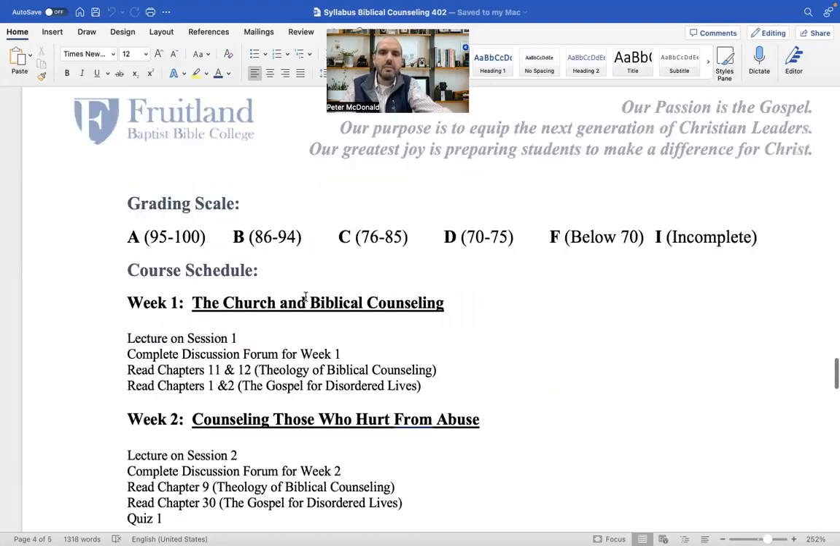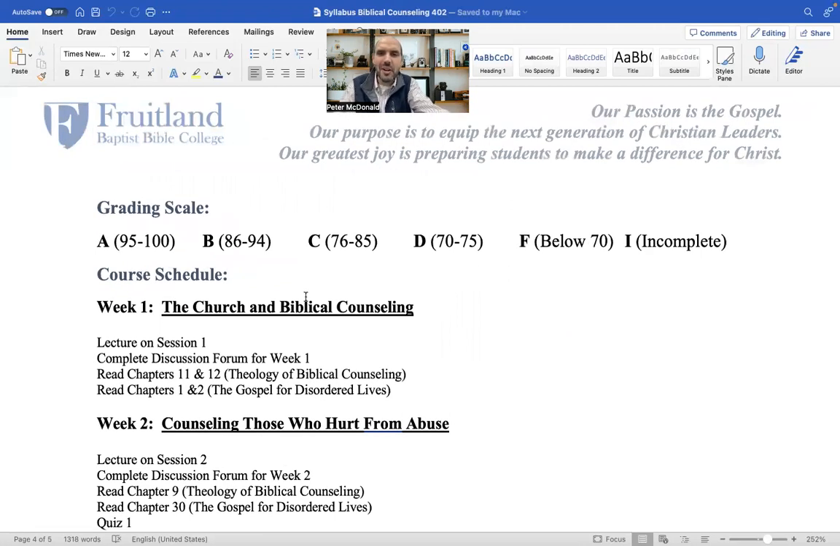All right. You see the ridiculously crazy Fruitland scale, their grading scale. I didn't make this up. This is what the school does. This is more of a D.Min. or PhD level scale. However, it's what Fruitland uses, and that's perfectly fine.